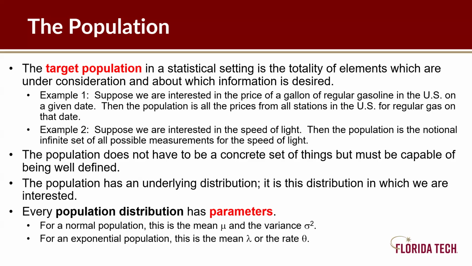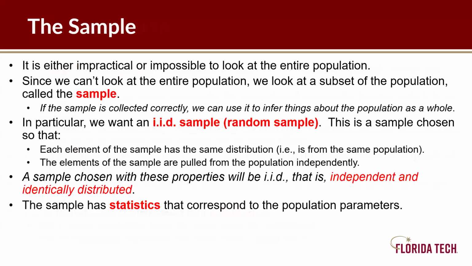Every population distribution has parameters. Now, if we're sampling from a normal population, those parameters are the mean and the variance. So the mean mu, variance sigma squared. For an exponential population, it would be the mean theta or the rate lambda. I think I got those reversed, right? Usually we use theta to represent the mean, and we usually use lambda to represent the rate, but I think you get the idea.